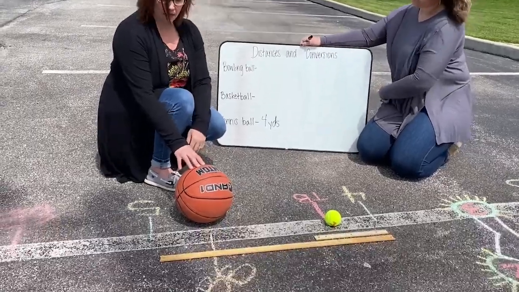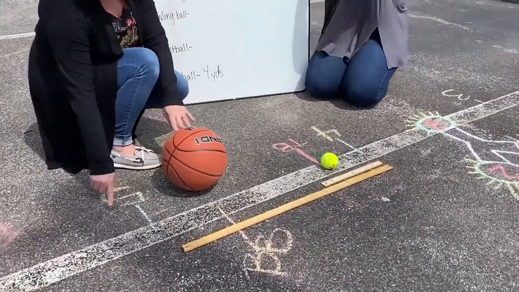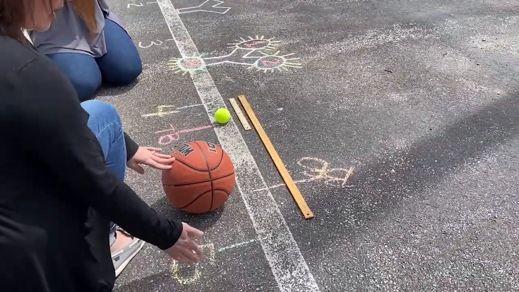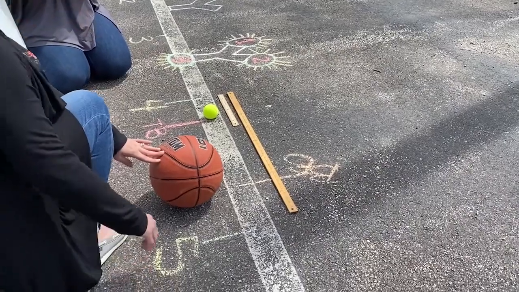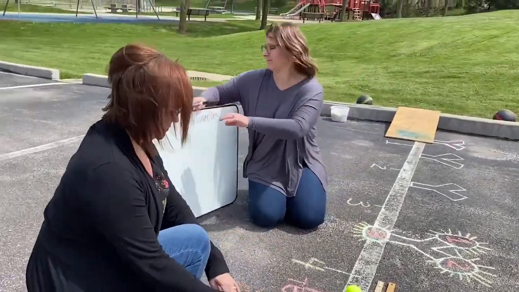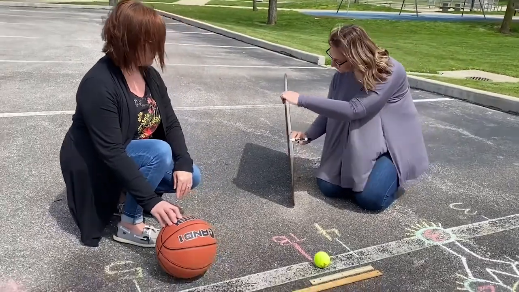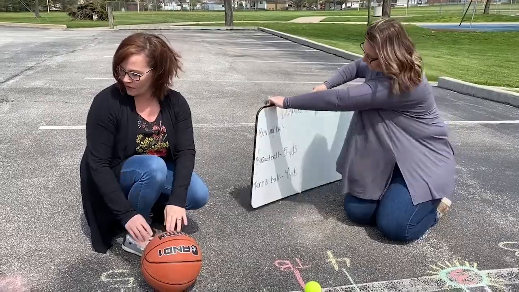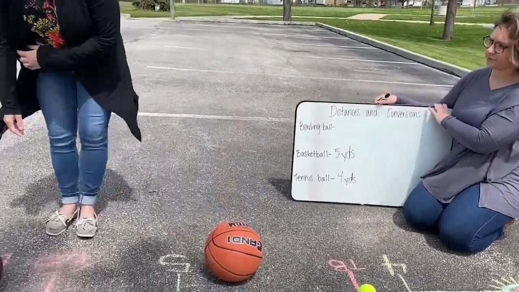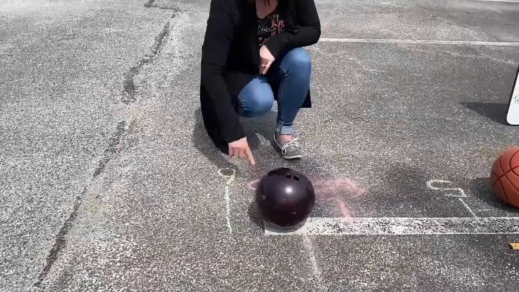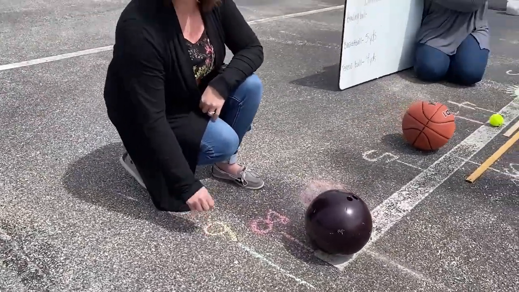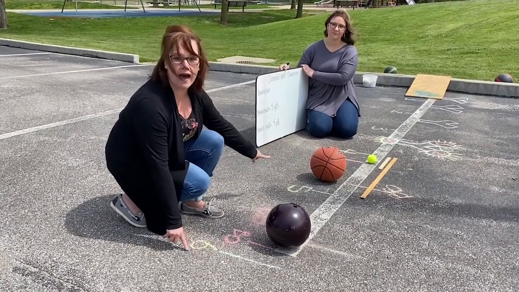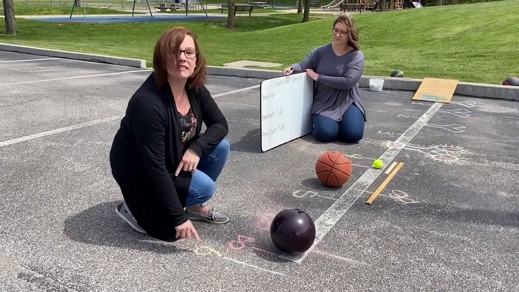When we look at our basketball, we see that it didn't quite make it to our 5th yard. So when we round, since it's closer to 5 than 4, we're going to say that it traveled 5 yards. When we come over to our bowling ball, it was almost 6 yards. So when we round, it's closest to 6 than it is to 5. So our bowling ball traveled 6 yards.